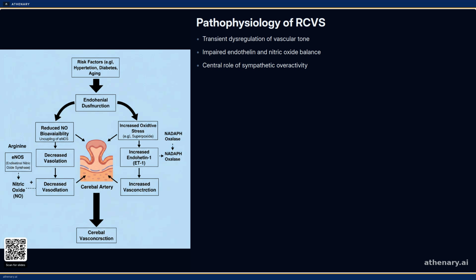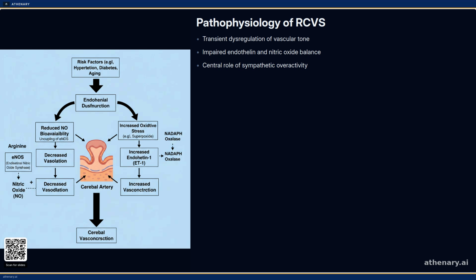A helpful way to think about this is to picture the brain's arteries as sophisticated, self-regulating conduits. In RCVS, the system that governs their diameter, telling them when to constrict and when to relax, temporarily fails. This isn't a permanent structural problem. It's a functional one, but with potentially serious consequences.